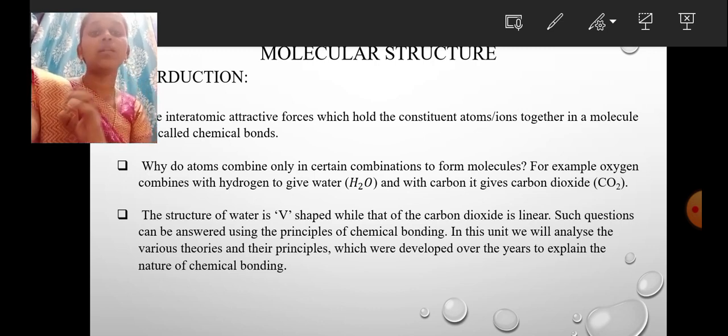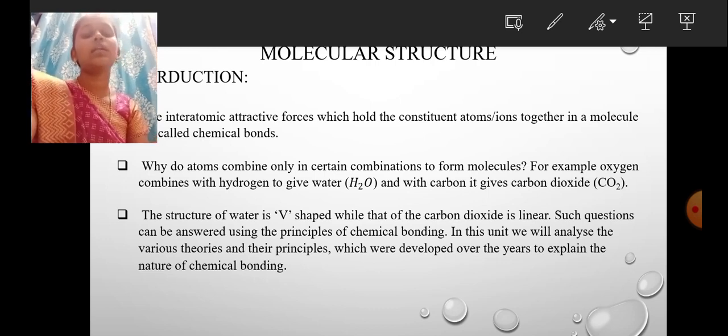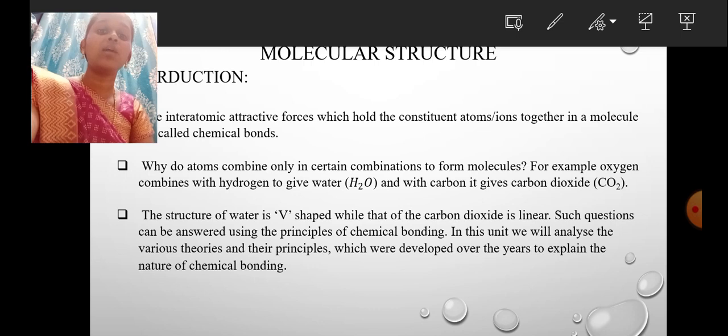For example, take oxygen. Oxygen combined with hydrogen gives water, H2O. Another example: oxygen combines with carbon to give carbon dioxide, CO2. Next, the structure of water is V-shaped, while carbon dioxide is linear.